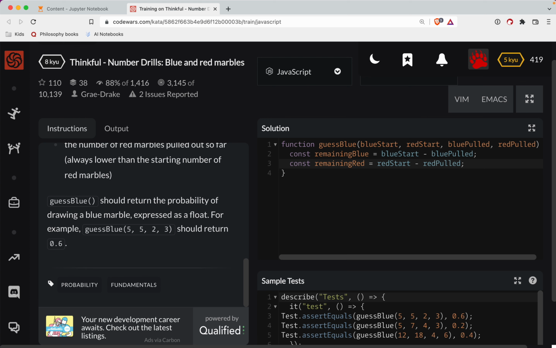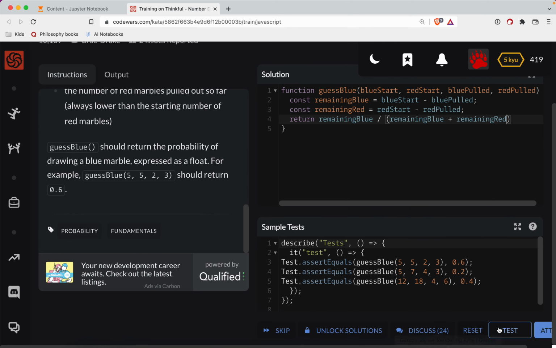So we're going to return the remaining blue, and it's going to be divided by the sum of the 2. So the percentage of blue is basically what percentage is blue over the sum of those 2 values. So remaining blue plus remaining red.